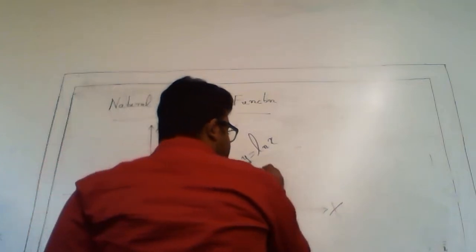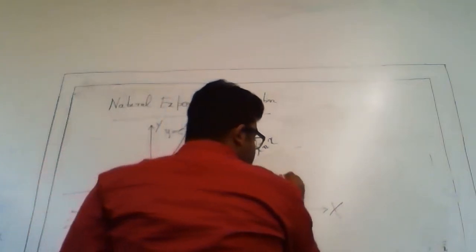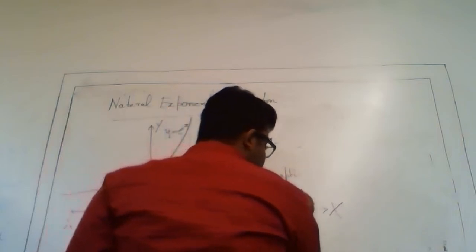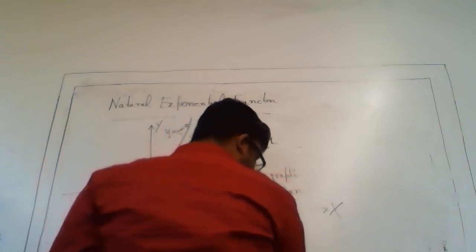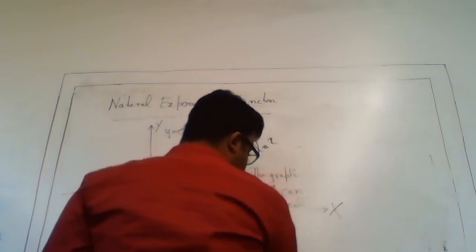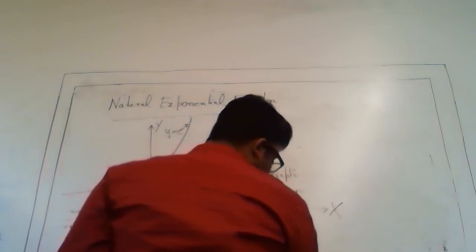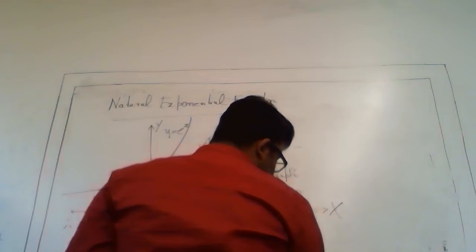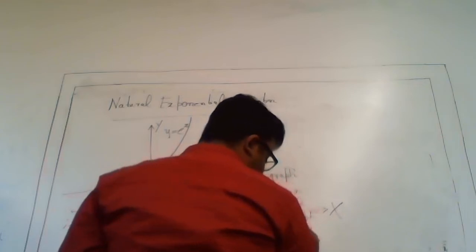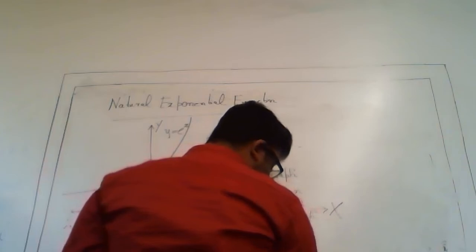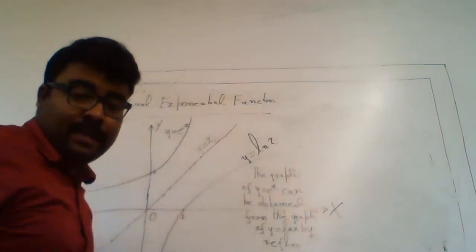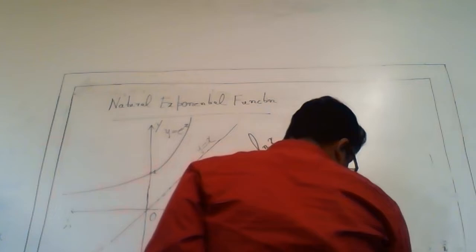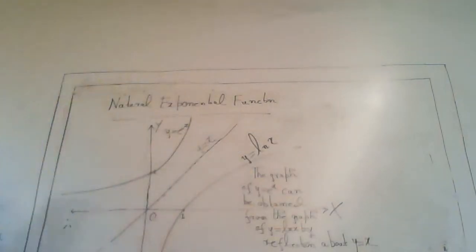So I can write it this way: the graph of y equal to e to the power x can be obtained from the graph of y equal to ln x by reflection about y equal to x, right?